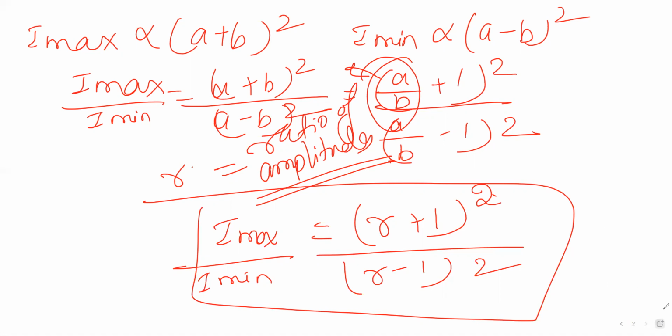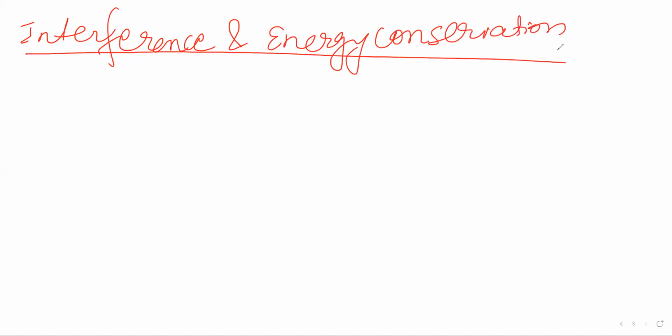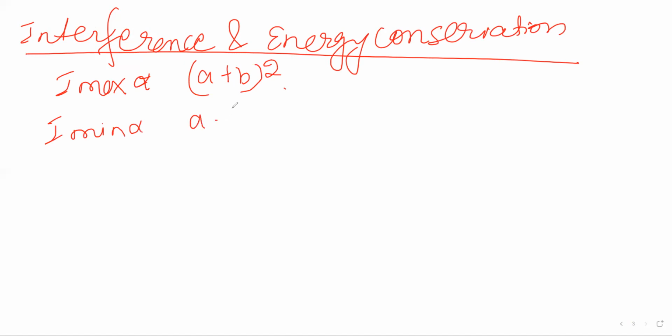Yeah. Very good. Now the next topic is interference and energy conservation. Today I will teach you all the formulas that are not written in the notes. I max is equal to what? K times A plus B whole square, because I max is directly proportional to A plus B whole square, and I minimum is directly proportional to A minus B whole square. To remove this proportionality, we have applied a constant k.